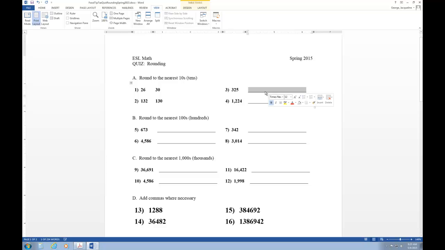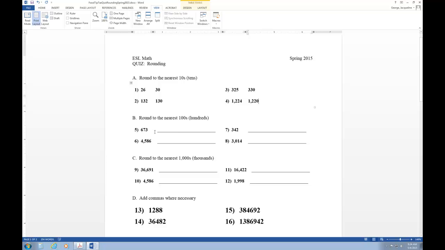Over here with 325, rounding to the nearest tens, here's the 5 in the ones column, that's 5 or more, so we're going to add 1 to the tens column, making this one 330. And this final one here, 1,224, we really don't care about the 1,000 or the 200 because we're concentrating on this tens column. So we'll look at the ones column, it's under 5, so we're not going to round up, which makes this one 1,220.